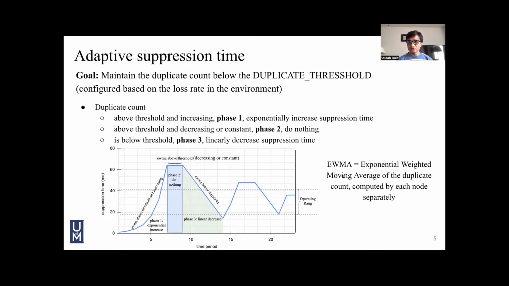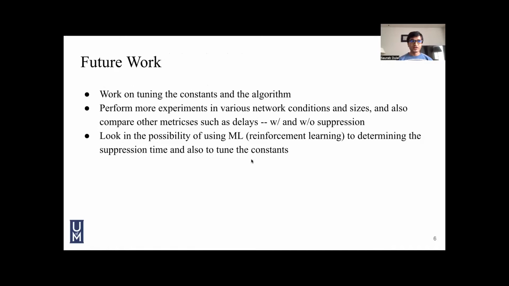We compute the EWMA, the exponential weighted moving average, of the duplicate count, and this is computed by each node. In our future work, we plan to do more experiments, tune the constants, and also look into the possibility of using machine learning to determine the adaptive suppression time and to tune the constants.